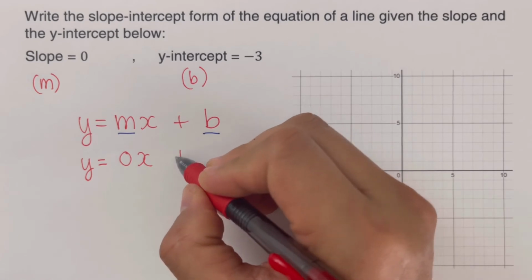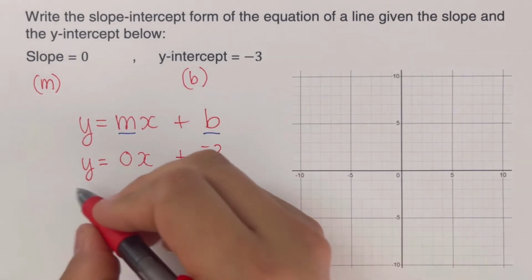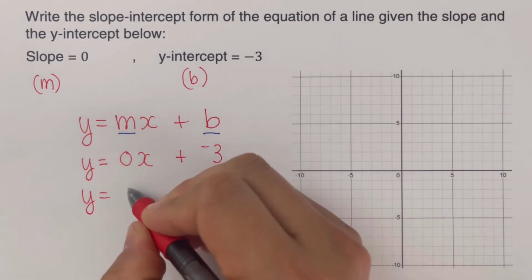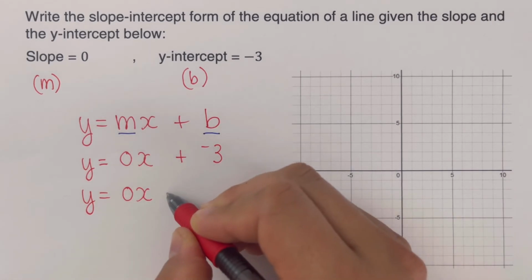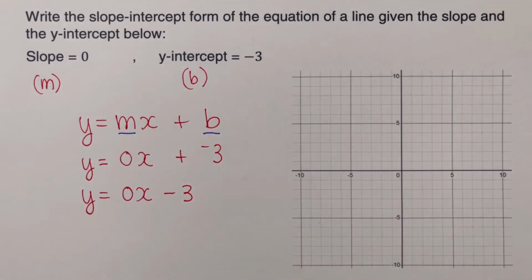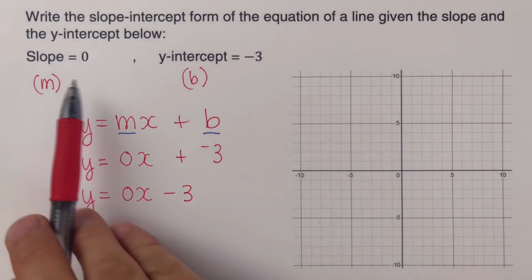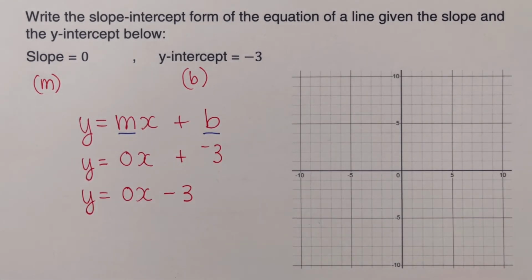So this comes out plus negative 3. And so we can just go ahead and write y equals 0x minus 3. So this is the slope-intercept form of this given condition that we have right there. Now, please notice that our slope is 0.